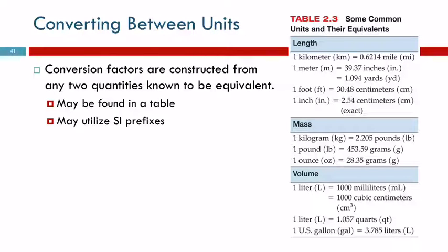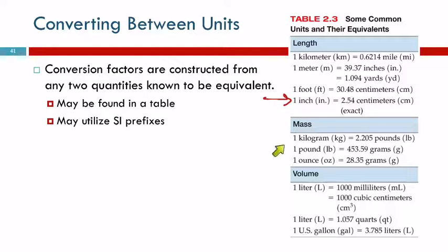Where do these conversion factors come from? Well, sometimes we need to look them up in a table. Things like 1 kilometer equals 0.6214 miles. I don't expect you to memorize that. I don't remember that one. Or the relationship between a meter and inches or a meter and yards. There's one on here that I do want you to memorize just because we use it so much. 1 inch equals 2.54 centimeters.